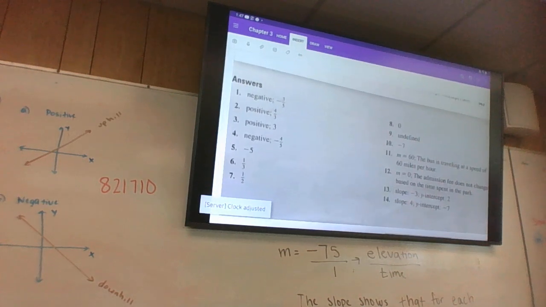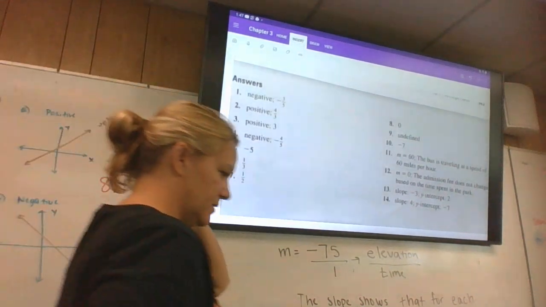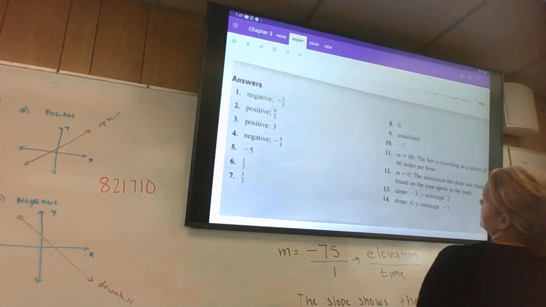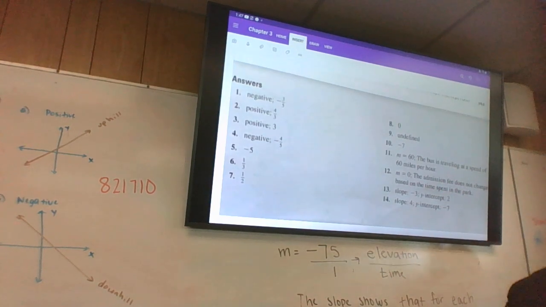Here are your answers for 1 through 10. It says negative 3/5. That's a negative slope. Negative 3/5.